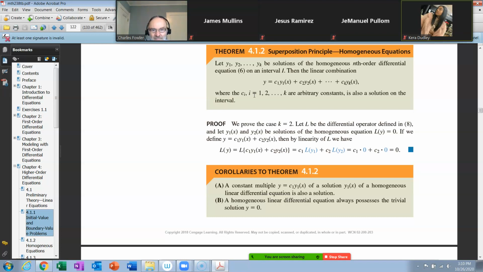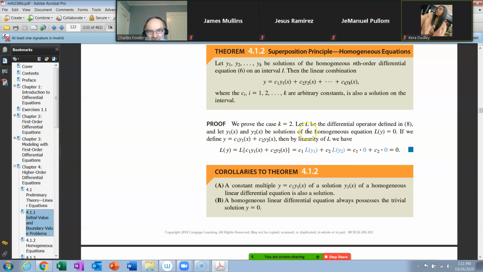Now they do a little proof here, and they use their linear operator, which is fine, except they really haven't done many proofs with them. But we prove the case with k equal to 2. Let L be the linear differential operator that we had up above. Let y1 of x and y2 of x be solutions of that differential equation, L of y equals 0. Then if we define y equal to c1 y1 plus c2 y2, a linear combination of those two, by the linearity of L, L of y is L of c1 y1 plus c2 y2, which is c1 L of y1 plus c2 L of y2.